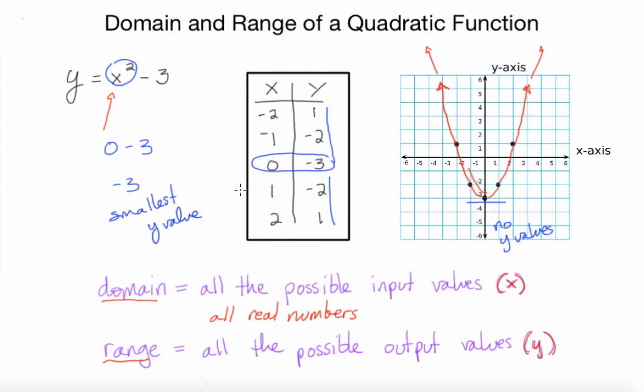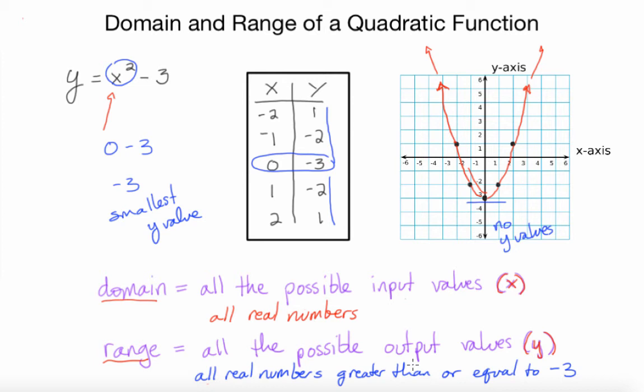So if I combine all that, the equation, table, and graph, I would say my range is all real numbers, but there's a caveat to that. Greater than or equal to -3. And there we go. My range has a limitation. It works for a lot of numbers, but not every number. It's only the numbers greater than or equal to -3.